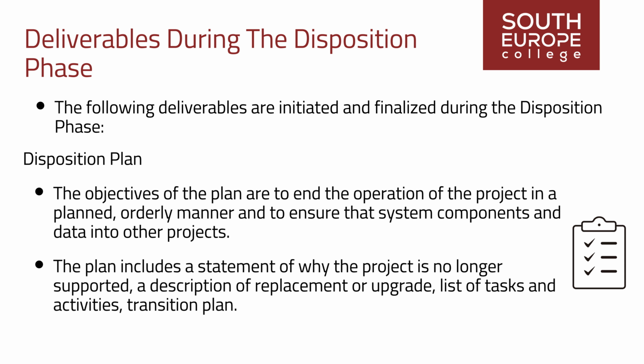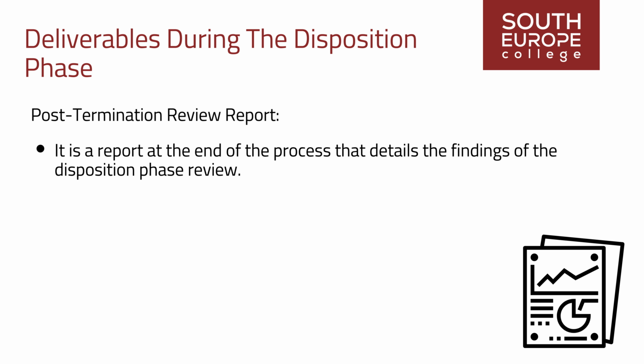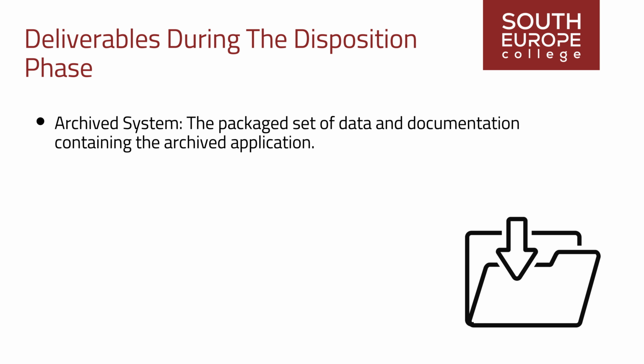The plan includes a statement of why the project is no longer supported, a description of replacement or upgrade, a list of tasks and activities, a transition plan, with estimated dates of completion, and the notification strategy. Post-termination review report is a report at the end of the process that details the findings of the disposition phase review. It includes details of where to find all products and documentation that has been archived. Archive system, the package set of data and documentation containing the archived application.